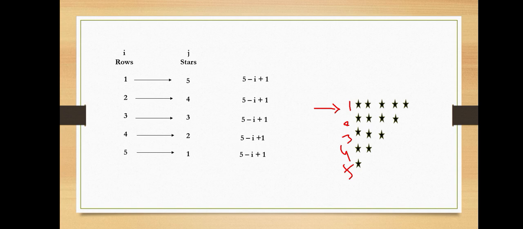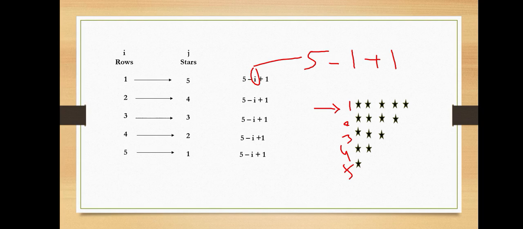1, so here 5 minus 1 plus 1, that is 4 plus 1, what is the answer, it is 5, so the stars will remain as 5. Then for the next row, 5 minus i plus 1, that is 5 minus 2, it is 3, plus 1 is 4, and the remaining will be the same. In place of i, you are going to keep the value of the row number which you have there.